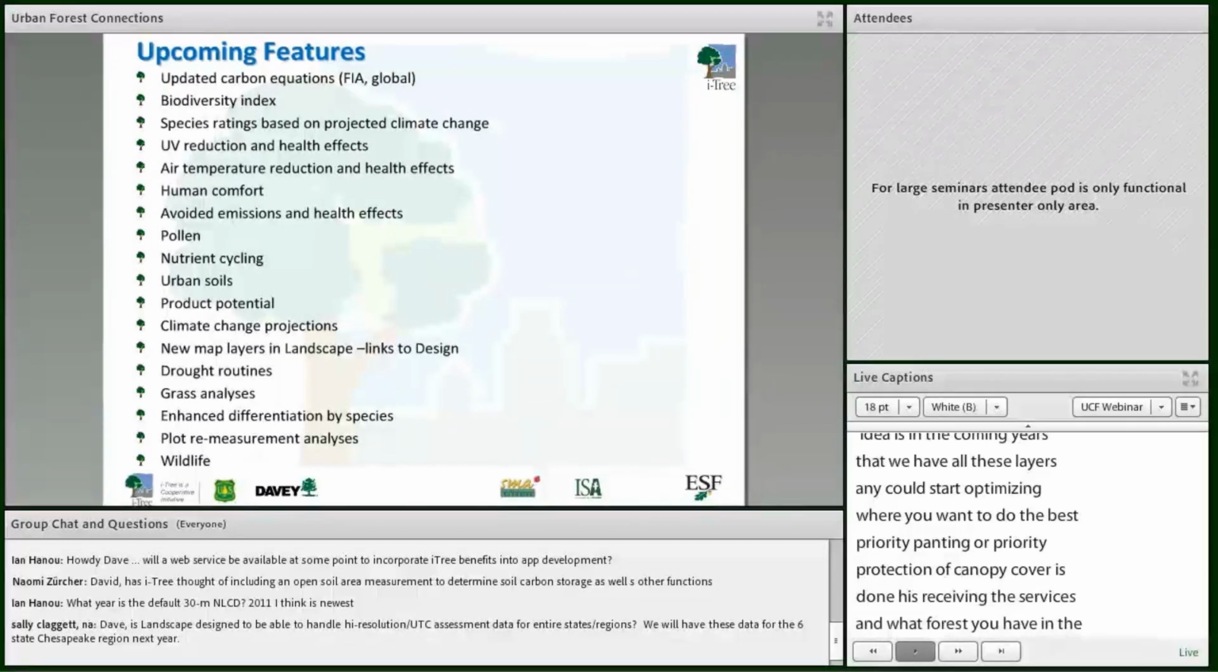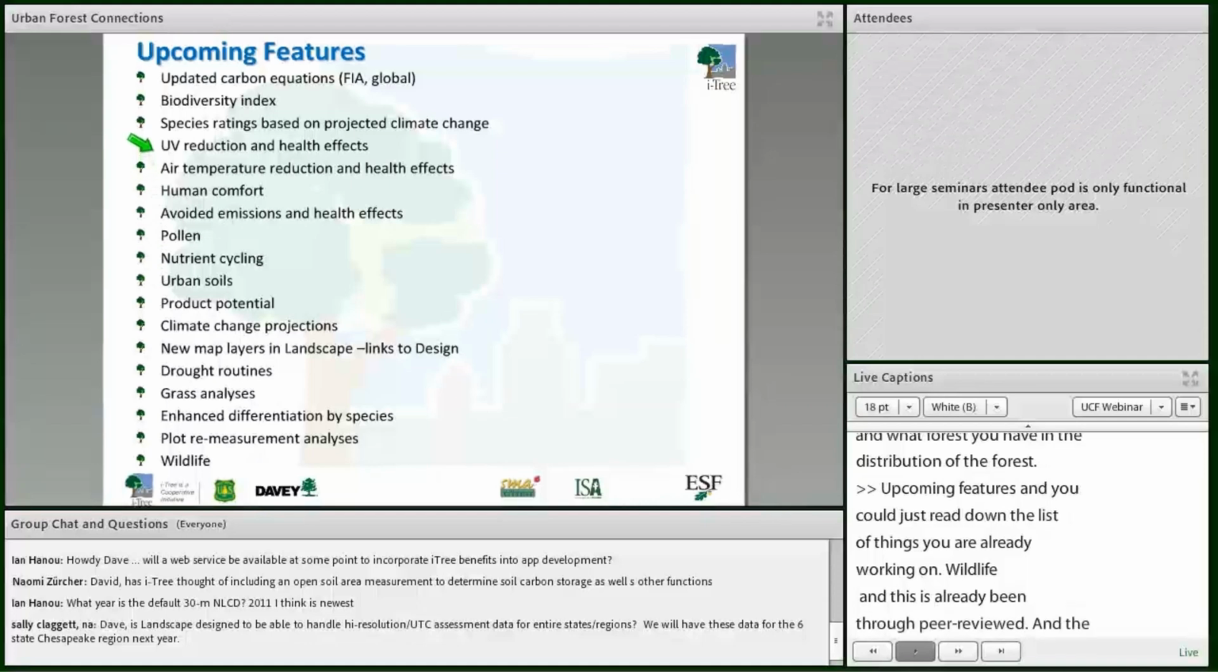Upcoming features, you can just read down that list. So these are things that we're already working on. Wildlife, that'll be out next year. That's already been through peer review. Climate change projections, bring in Lewis Iverson. Urban soils, we have someone working on the Century model with us. We talked about pollen.